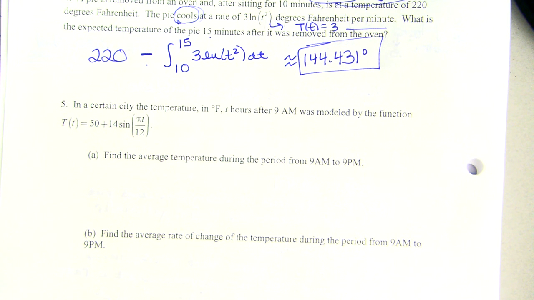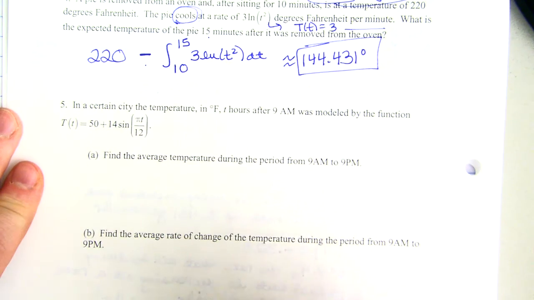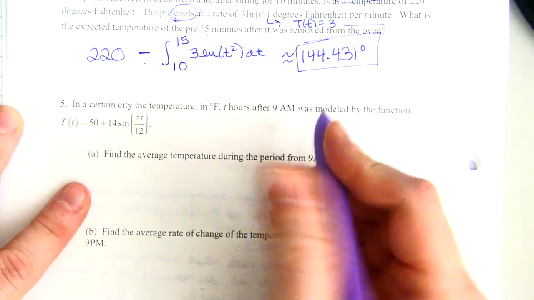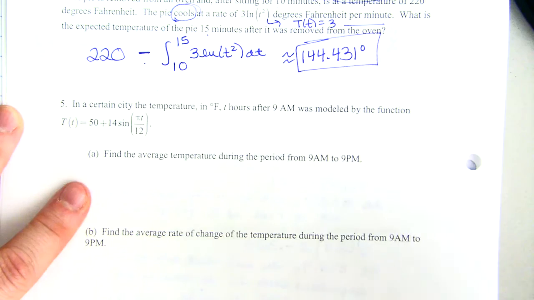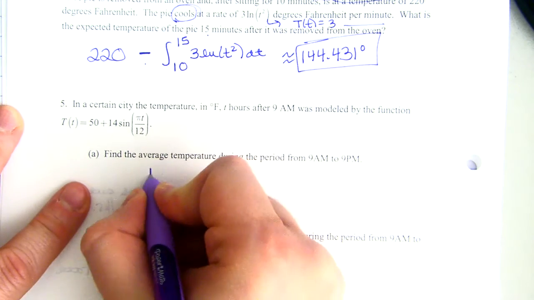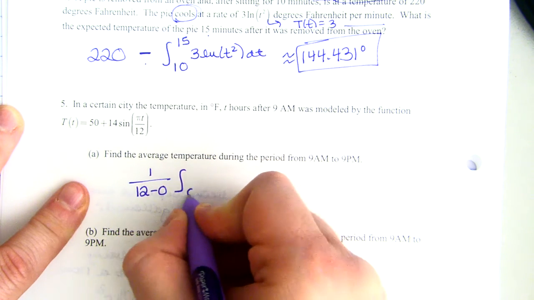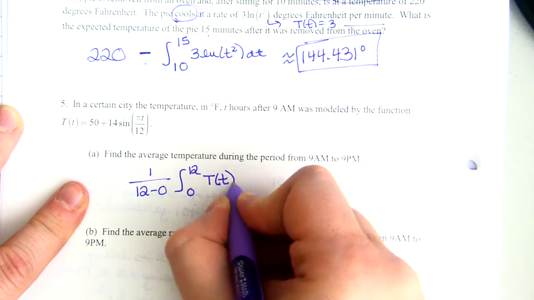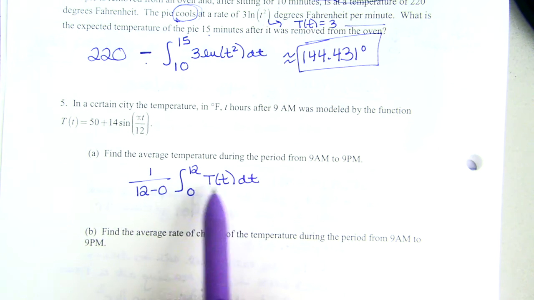Well, to figure out the average temperature, I'm going to use that formula that I just gave you, 1 over b minus a times the integral from a to b of your function. t is the hours after 9 a.m., so 9 a.m. would be 0 hours after 9 a.m., and 9 p.m. would be 12 hours after 9 a.m. So I'm going to do 1 over 12 minus 0 times the integral from 0 to 12 of T(t) dt. Make sure you are distinguishing, though, between the capital T there and the lowercase t there.